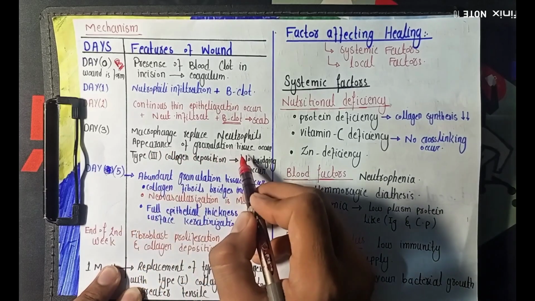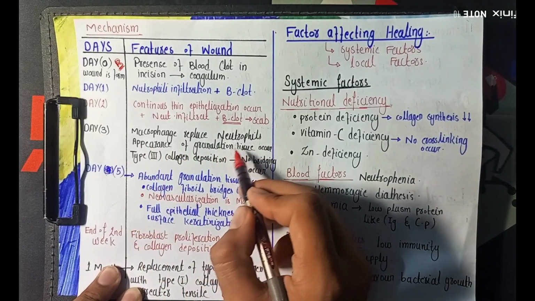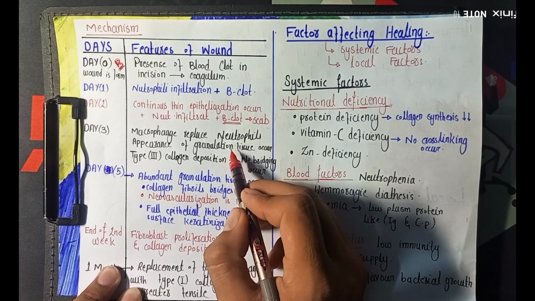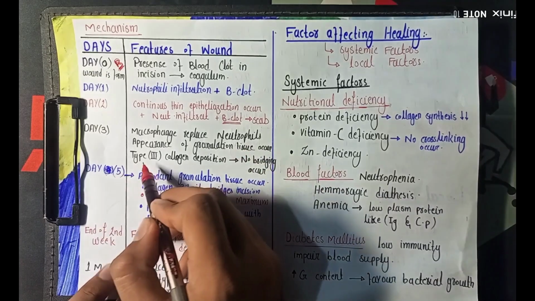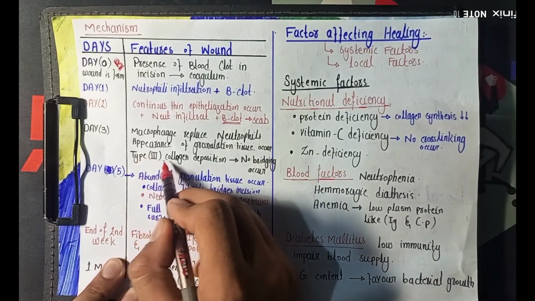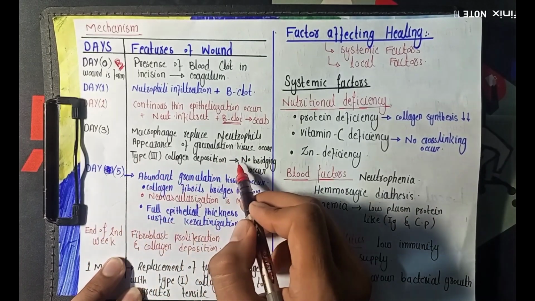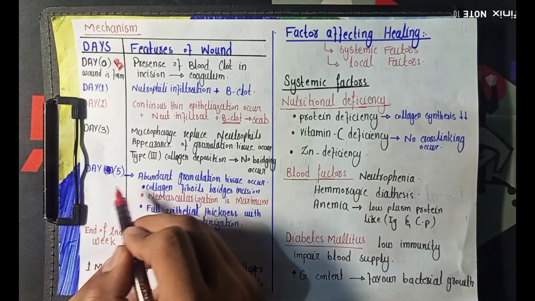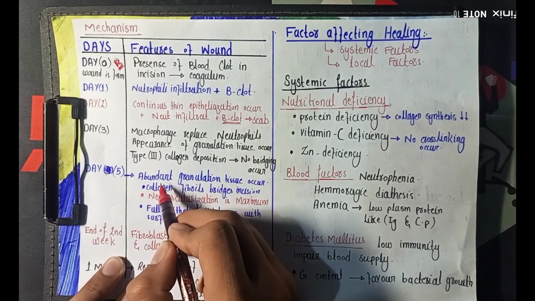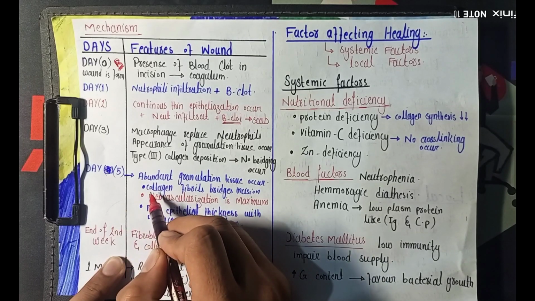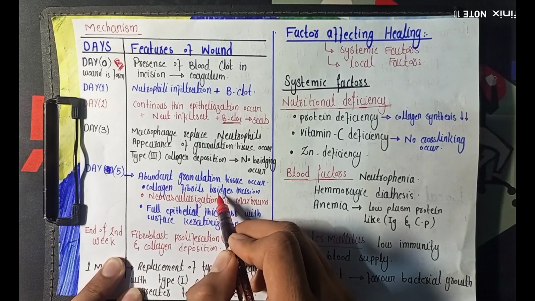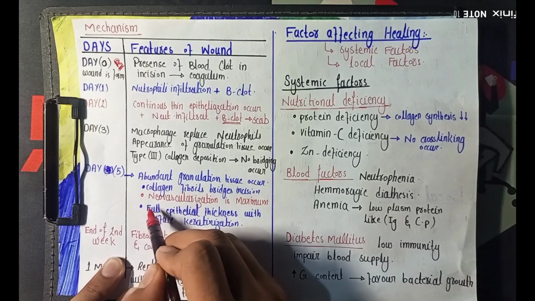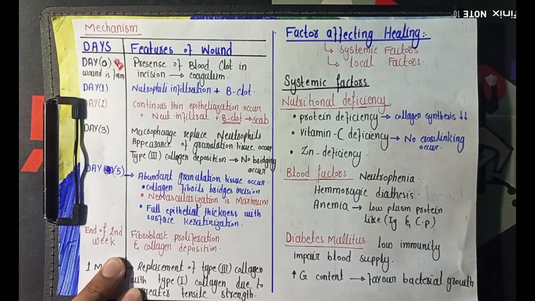Similarly, there is also appearance of the granulation tissue, and the granulation tissue consists of proliferating epithelial cells, endothelial cells, and fibroblast cells. There is also deposition of type 3 collagen, but there will be no bridging between the incised area. And on day 5, the granulation tissue increases in size. Similarly, the collagen fibers bridge the incised area, and the new vascularization is maximum at day 5.